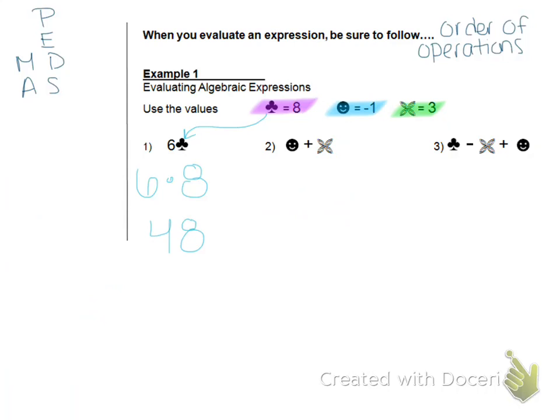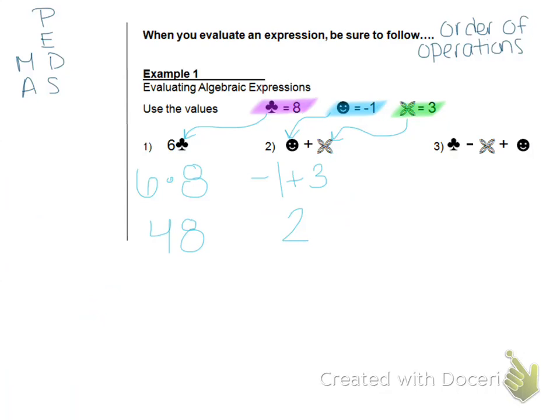In the second example, we see smiley face plus the flower. So the smiley face has a value of -1, while the flower has a value of 3. So what we see represented by the symbols is really just the math problem -1 plus 3, which is 2.